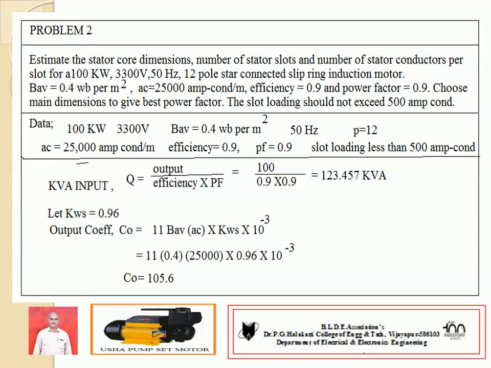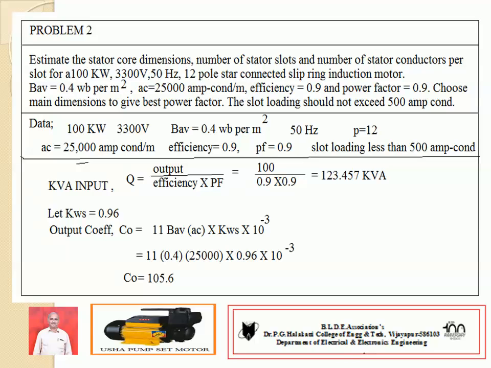Here you see that best power factor condition is given. You have to remember for best power factor what L by tau value we have to consider. That's why it is a very important problem. So you write down the given data on one side, then you start as in the previous problem. Number 1, kVA input. Output is given in kilowatt, so output divided by efficiency into power factor, giving 123.4 kVA.